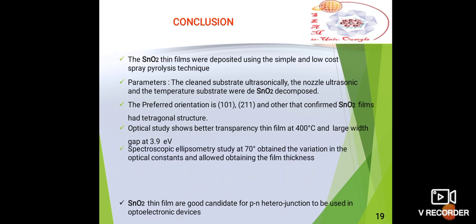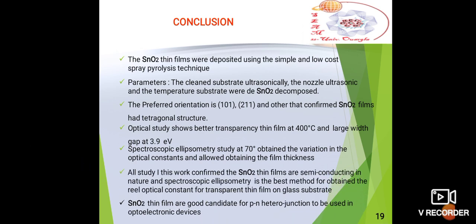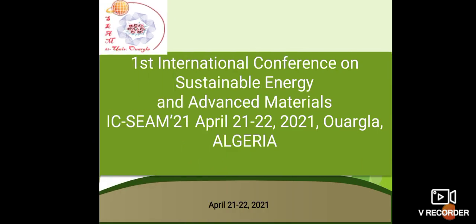Spectroscopy ellipsometry study at 70 degrees obtained the variation in the optical constants and allowed obtaining the film thickness. All studies in this work confirmed the tin oxide thin films are semiconducting in nature, and spectroscopy ellipsometry is the best method for obtaining the real optical constants for transparent thin film on glass substrate. Tin oxide thin films are good candidates for PN heterojunction to be used in optoelectronic devices.